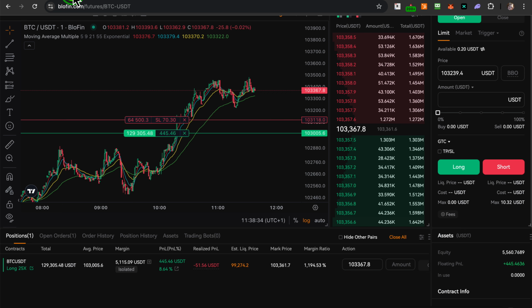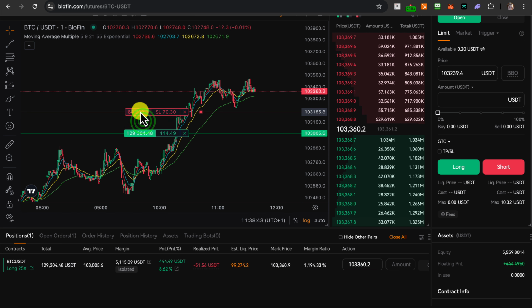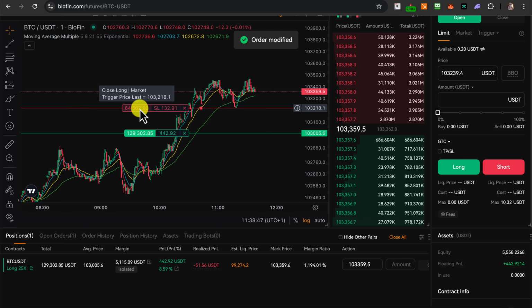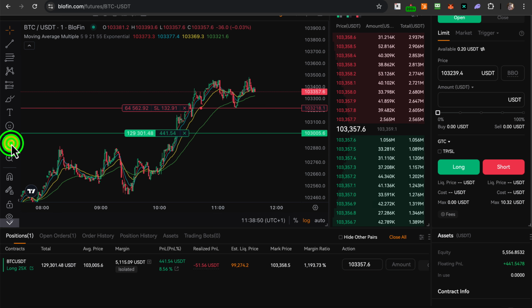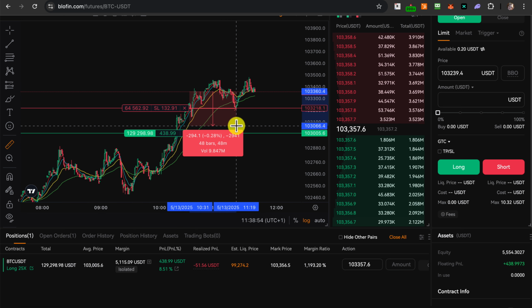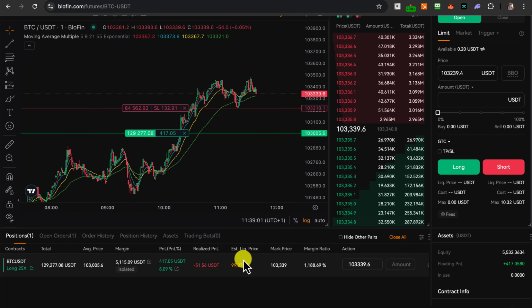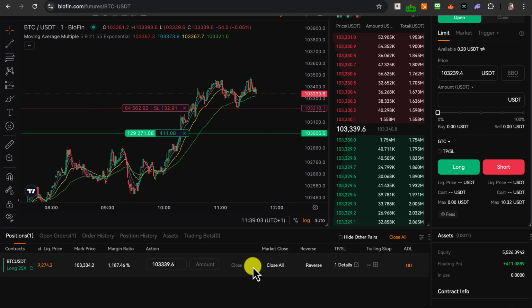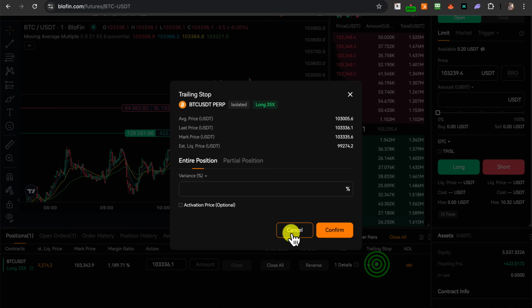Bearing that in mind, I just want to put some extra safeguards in place. Now, I think at this point, I am going to move the stop loss up a little bit there. And I think I'm also going to set a trailing stop loss as well to close the entire position. I'm going to do that just by measuring this distance here, which is about 0.3%. And then I'm going to set a trailing stop loss here for the entire position at 0.3%.